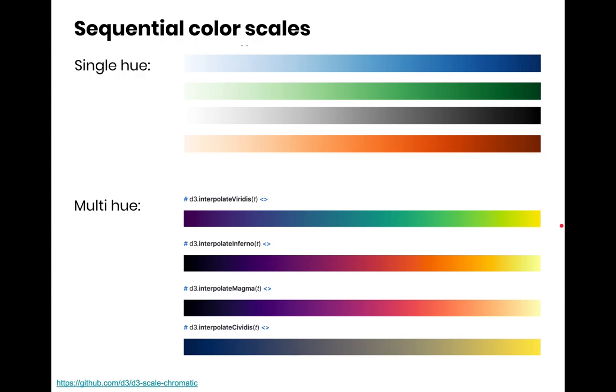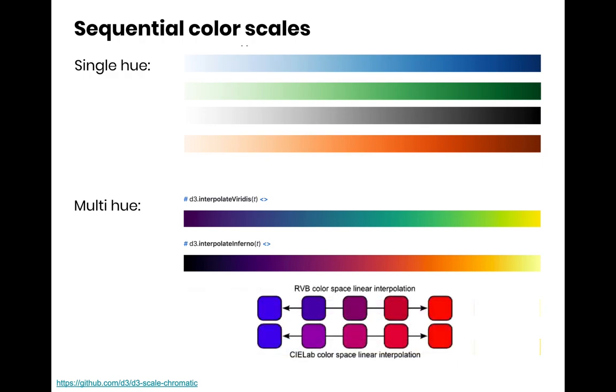Now, when you want to create these multi-hue color scales, don't do interpolations in a color space yourself. Rely on the color scales that exist, like these ones from D3, and there are many more tools online that you can find that create these color scales for you. Because the ones that are predefined usually have some perceptual research behind them.